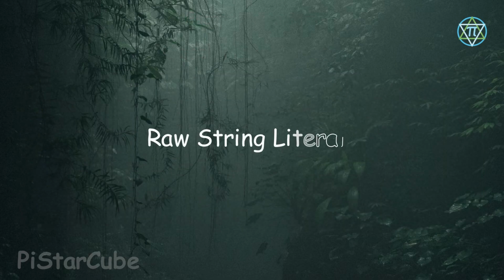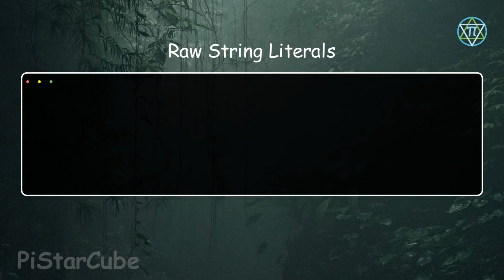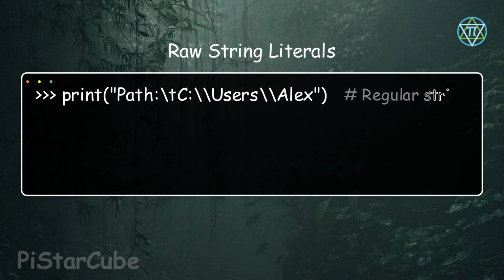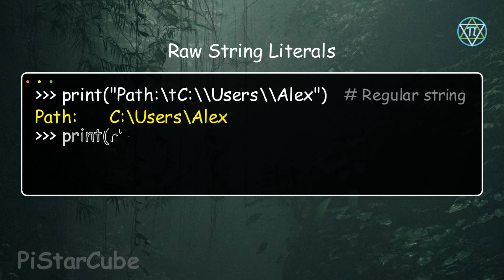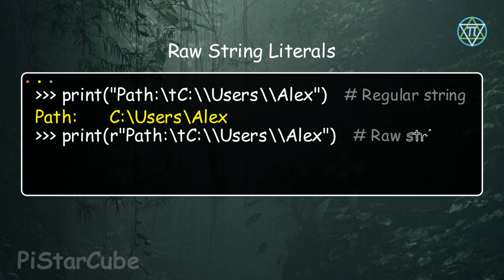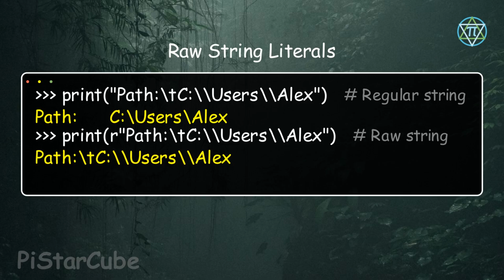Now, let's look at raw strings. Perfect when you don't want Python to process escape sequences. Normally, \t adds a tab and a double backslash becomes a single backslash. For example, when you print a path with \t in the directory structure, it prints a tab in the path. But if you use a raw string by adding an r before the quotes, you get exactly what you typed. No surprises, right? Super handy for file paths and regular expressions.